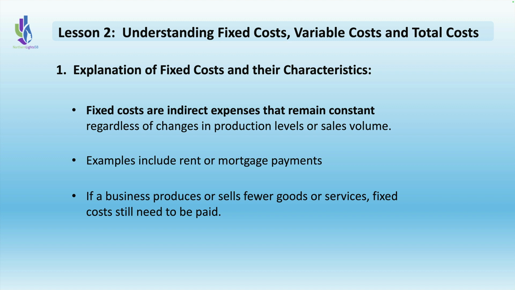Rent or lease payments. The amount paid for office space, a storefront or equipment rental remains constant each month. Insurance premiums. Insurance costs for businesses, coverage, typically have fixed monthly or annual payments. Salaries of permanent employees. Wages for employees on fixed contracts or salary arrangements do not fluctuate based on business activity.